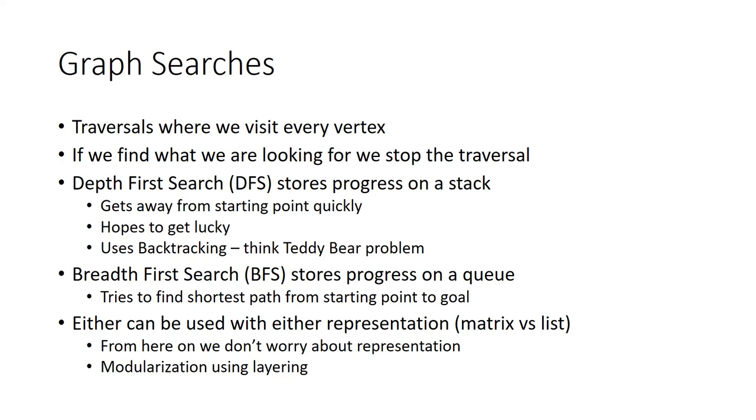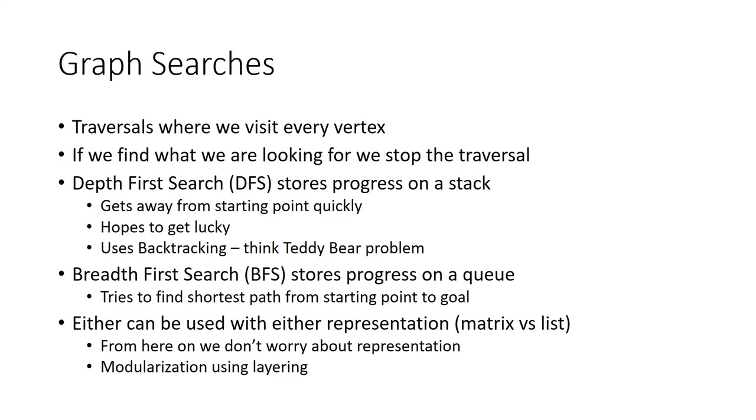Our other possibility is the breadth-first search. You'll see it's very similar, except it stores its progress through the graph on a queue instead of a stack. And that means it visits things in a different order. And in particular, it means it'll find the shortest path from the starting point to the goal first. If there's more than one good goal or more than one path to a goal, it'll quit when it finds the first one, which the depth-first search will do as well, but it'll find the shortest of the paths first.